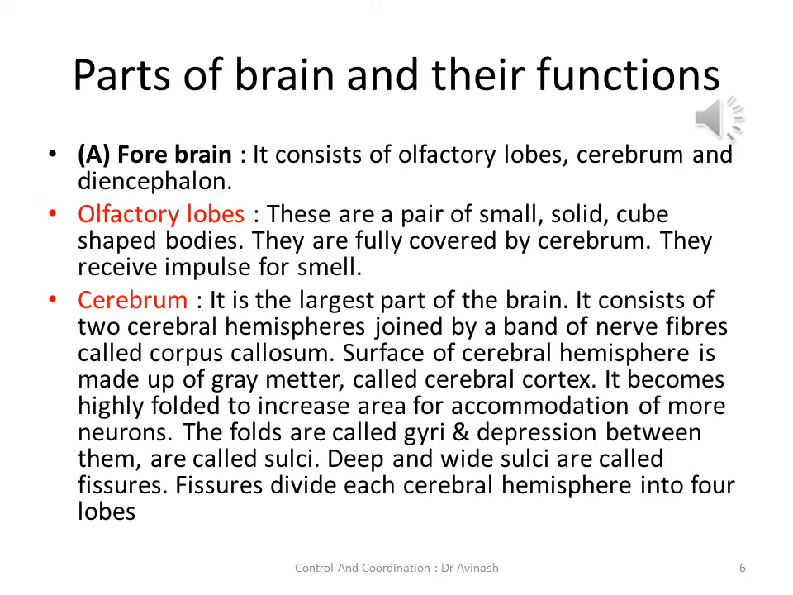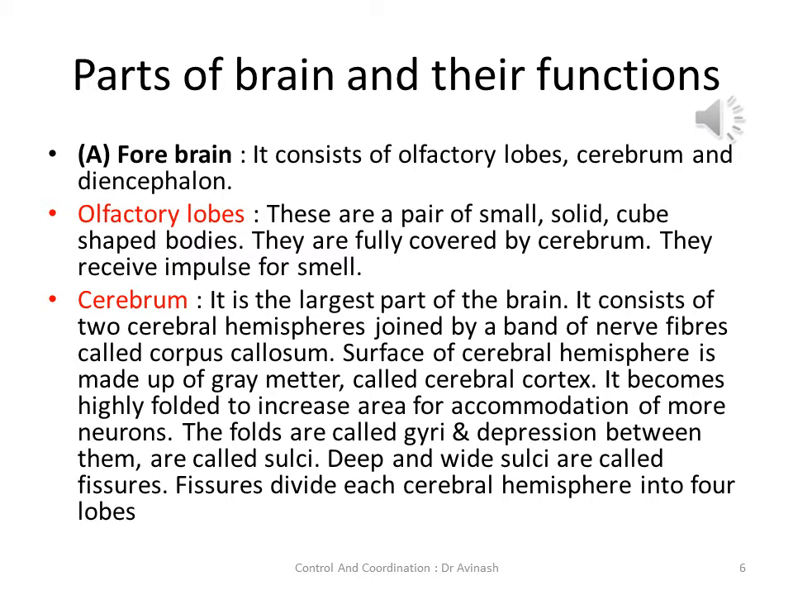The third part is the parietal lobe. Parietal means backside. It is responsible for touch, smell, temperature, and conscious association. And next is the temporal lobe for auditory reception. So these are the different lobes present in the cerebral hemisphere and their functions.